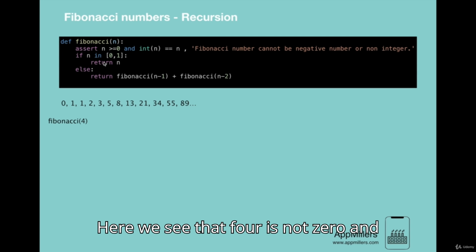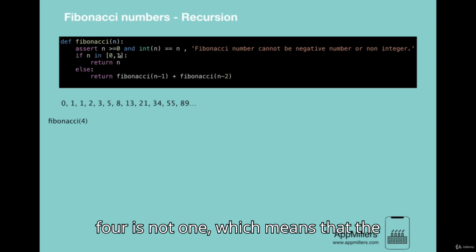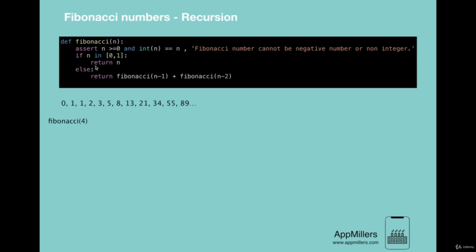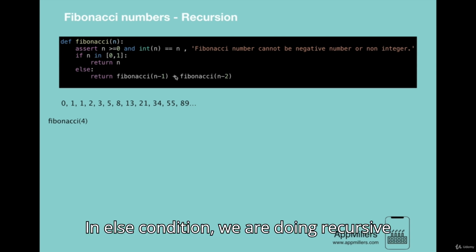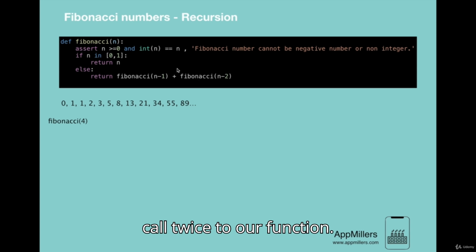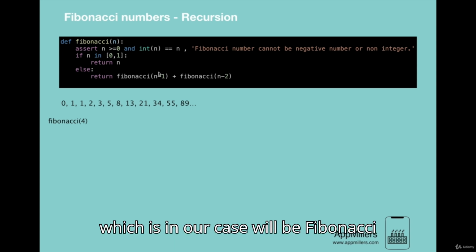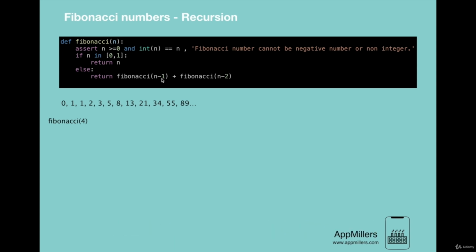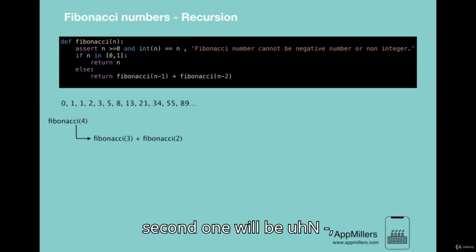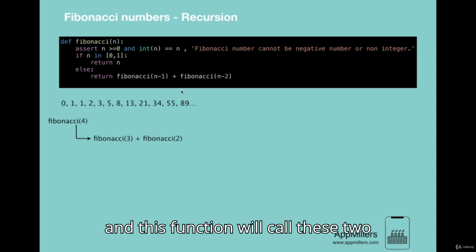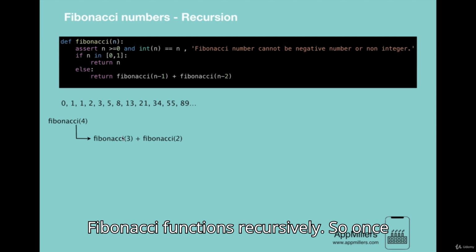Then it continues to the next condition. Here we see that 4 is not 0 and 4 is not 1, which means the function will go to the else condition. In the else condition, we make a recursive call twice. The first one is n minus 1, which in our case is Fibonacci with the parameter of 3, and the second is n minus 2, which is 4 minus 2, or 2. The function will call these two Fibonacci functions recursively.